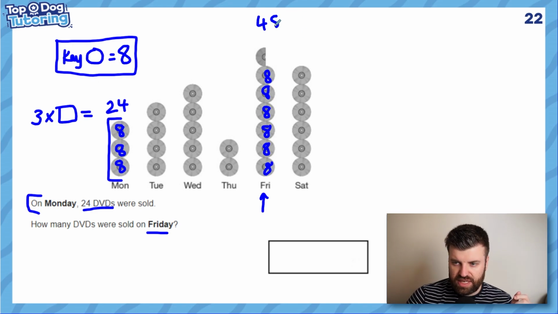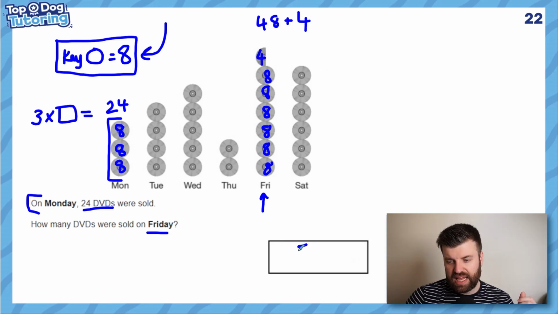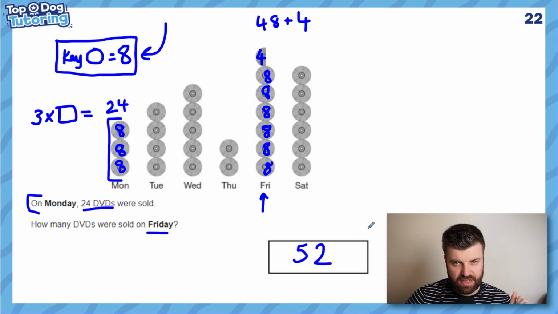But, as you'll notice, we've got an extra half a record here. Now, if the picture's split in half, we have to half what the key is worth. If one whole record is worth 8, half a record is worth 4. So we're going to add on 4 to 48. And the question has an answer. It's 52. So hopefully you followed that and you can see how we'd worked out using a pictogram.